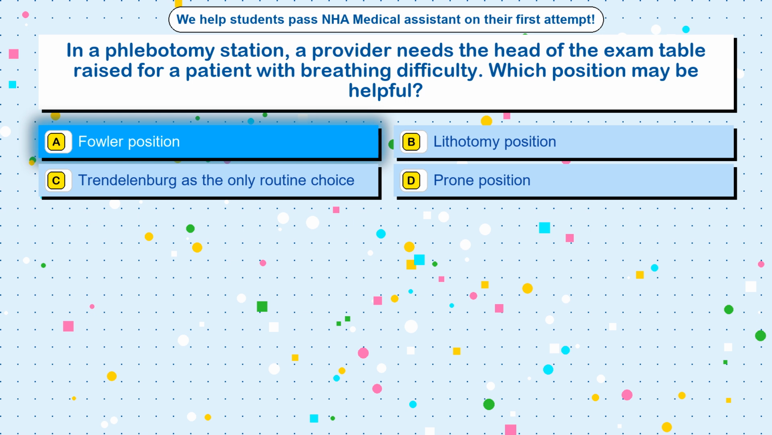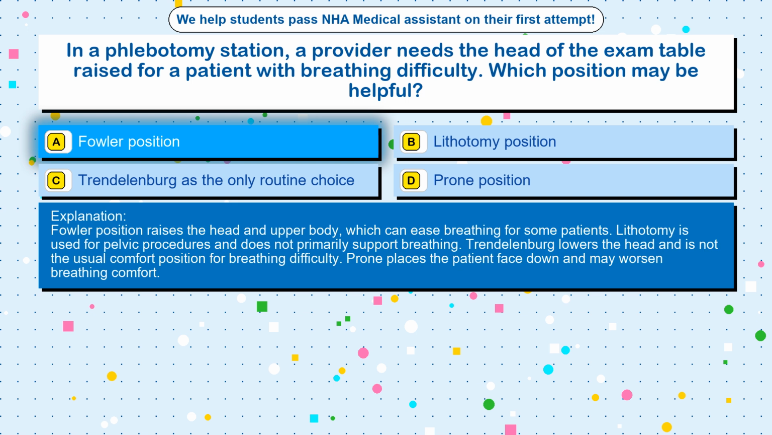Fowler position. Fowler position raises the head and upper body, which can ease breathing for some patients. Lithotomy is used for pelvic procedures and does not primarily support breathing. Trendelenburg lowers the head and is not the usual comfort position for breathing difficulty. Prone places the patient face down and may worsen breathing comfort.